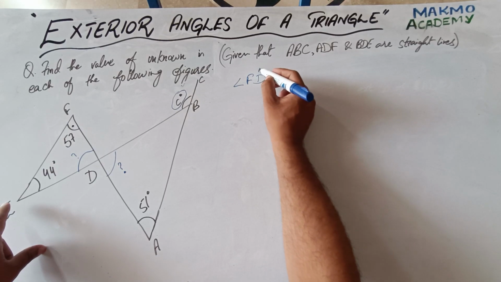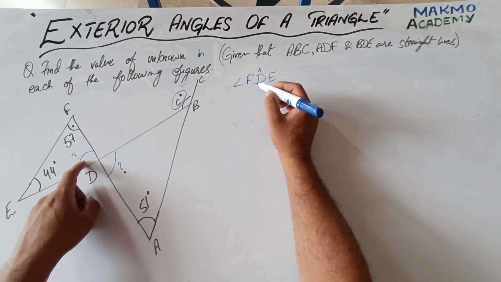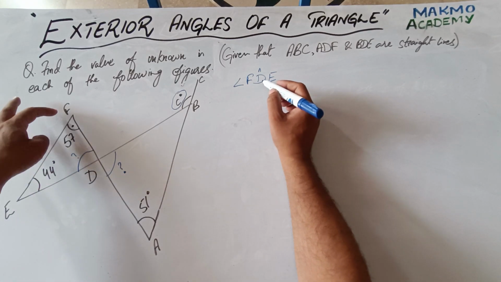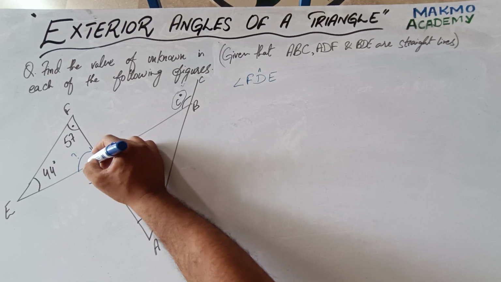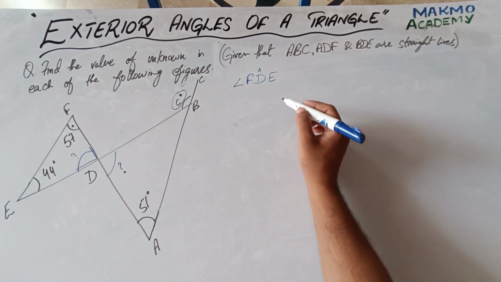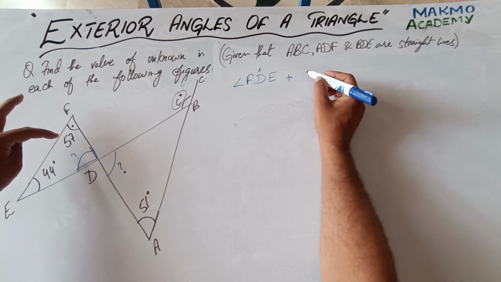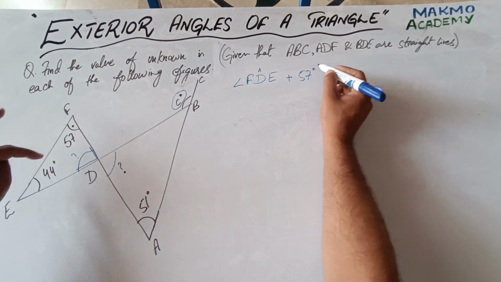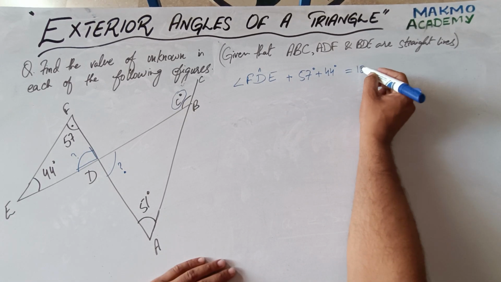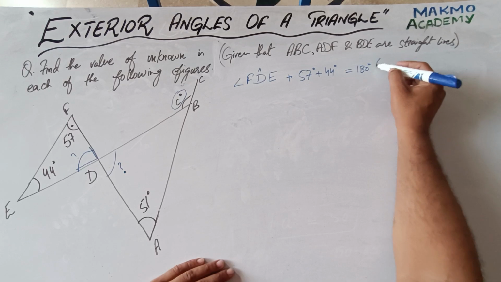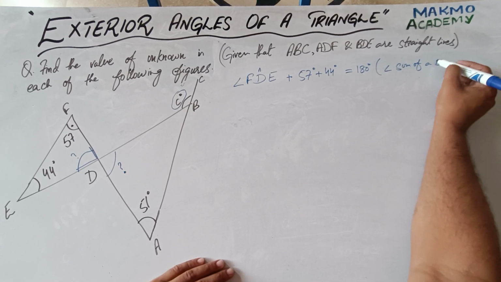As I have already told you, whatever angle we are talking about, angle D, which is in the middle. So we are starting with angle FDE. It means that we are specifically talking about this angle. So FDE plus 57 plus 44 is equal to what? Is equal to 180 degrees, angle sum of a triangle.